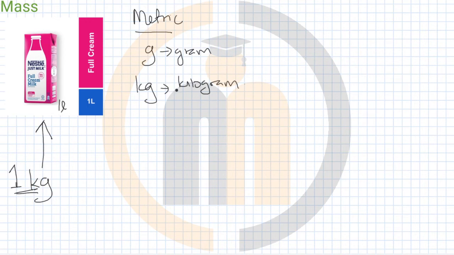So what do we use? Grams are typically for things that are really small. For example, if I want to measure the weight of a book, paper, a coin, or rice or flour, something very small, we would use gram. Anything beyond that, anything bigger, usually you will use kilogram. For example, a human, someone's weight.